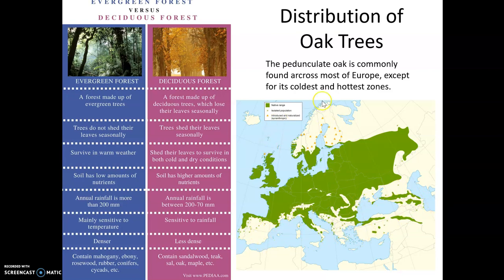And up here they would shed their leaves because it's too cold to sustain the leaves and too cold for them to do photosynthesis. So they are pretty sensitive to temperatures as well, these deciduous forests, and they will only be found in certain areas where the climate is sufficient or good for them.